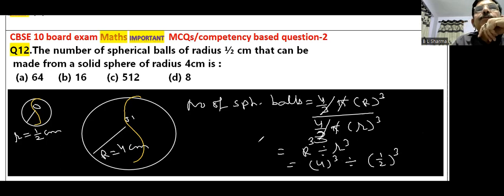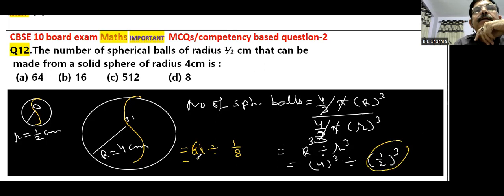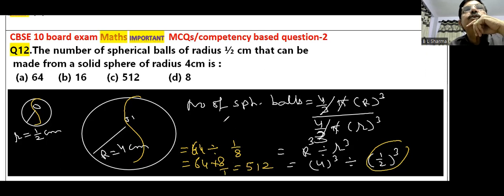Can you calculate? देखिए कैलकुलेशन में आपसे गलती नहीं होनी चाहिए। That is 4 into 4 into 4, that is 64 divided by 1/2 into 1/2 into 1/2, that is 1/8. So 64 into 8 upon 1. So 64 into 8, that is 512. So 512 small spherical balls can be made from the sphere of radius 4 centimeters.